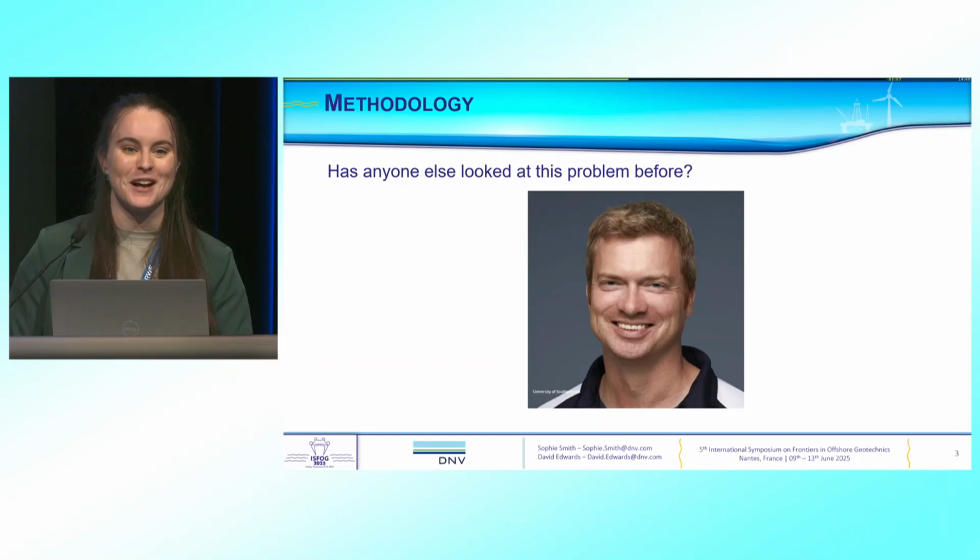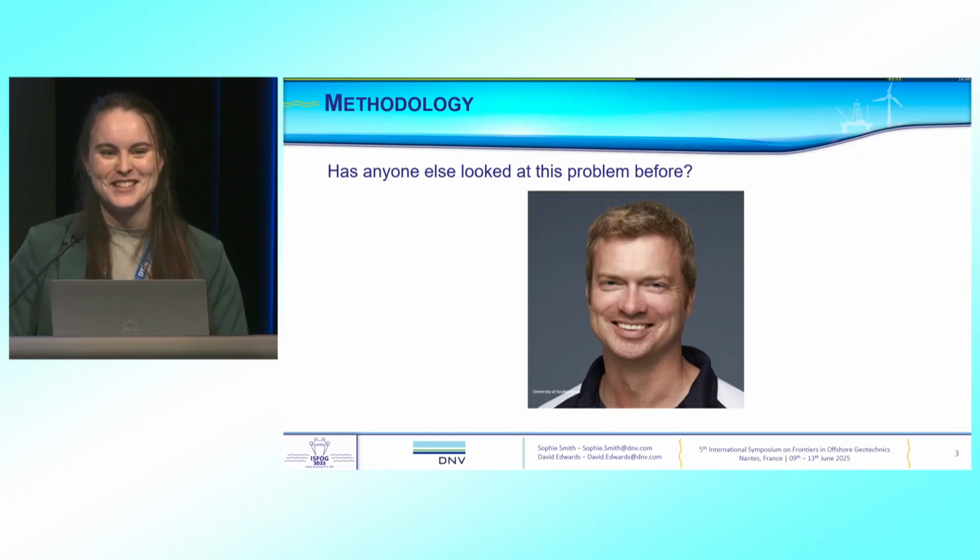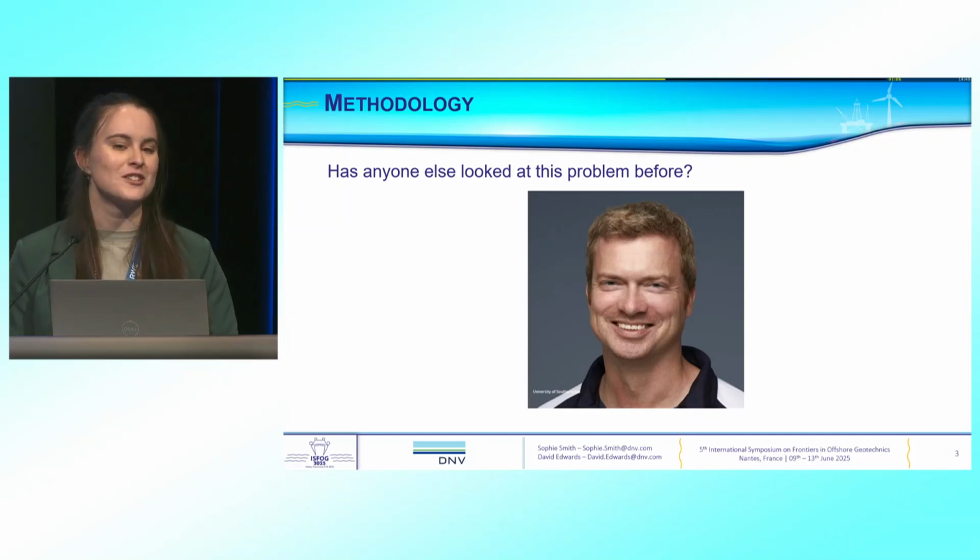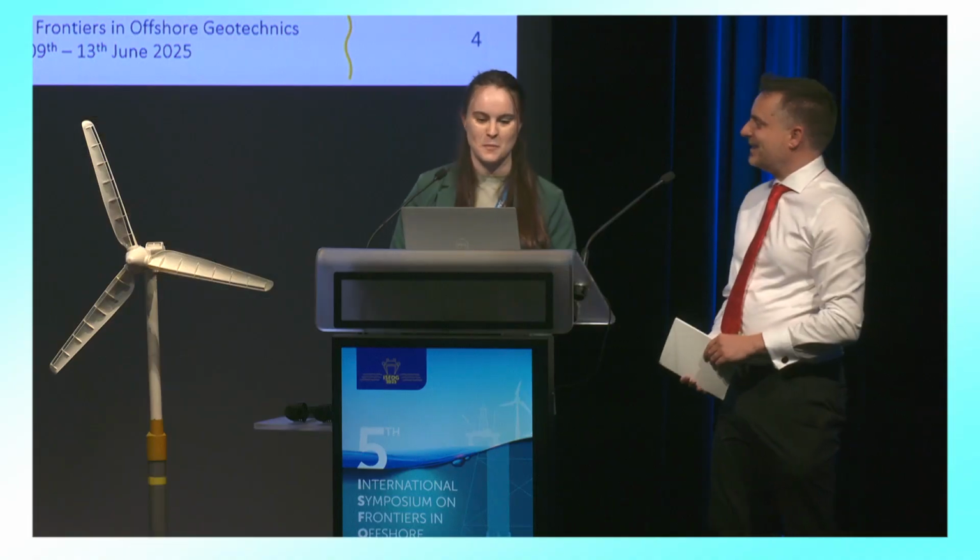Has anyone else looked at this before? Yeah, this bloke, David White. He did it with centrifuge tests, so with little baby spud cans. And he also looked at the variation of operative friction angle with relative density.